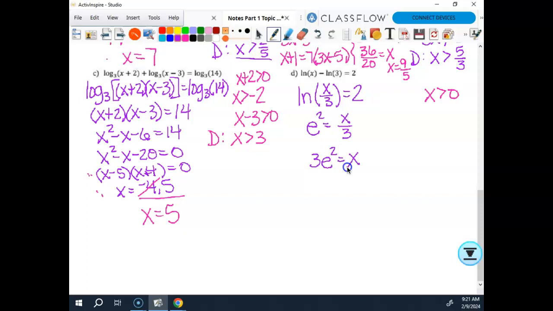Now, do you know exactly what the value of 3e squared is? No. Are you pretty confident it's greater than 0? Yep, good enough, right? Even if you didn't know what e is, once you square it, it's going to have to be positive. So it's totally greater than 0, we're good. That's our answer.